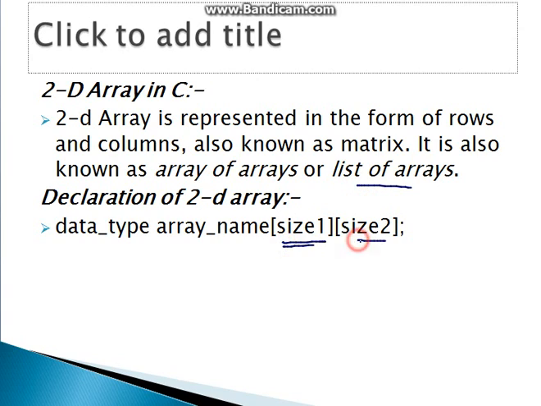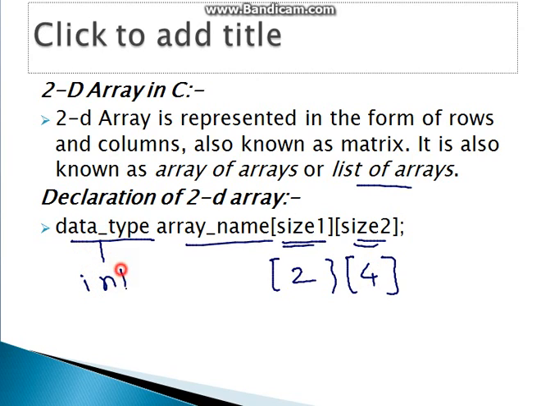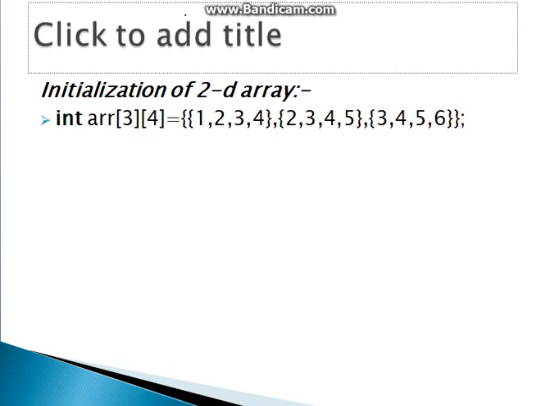Here size 1 and size 2 are given. So here there is the data type, array name, and size 1 and size 2, both enclosed in 2 brackets. So if it is 2 by 4, you have to mention it like this. The data type is, for example, integer, and the array name you take, for example, student. Then 2 by 4 is nothing but the array size.